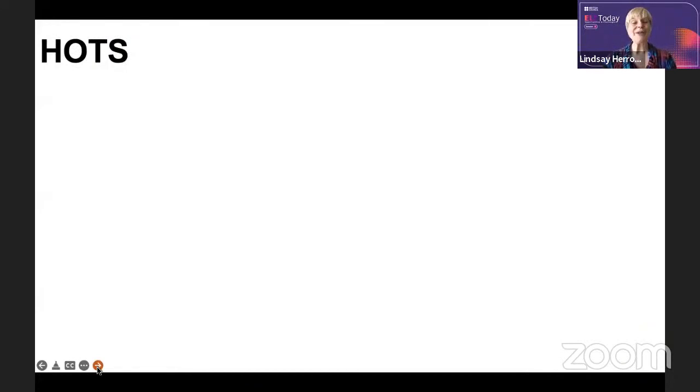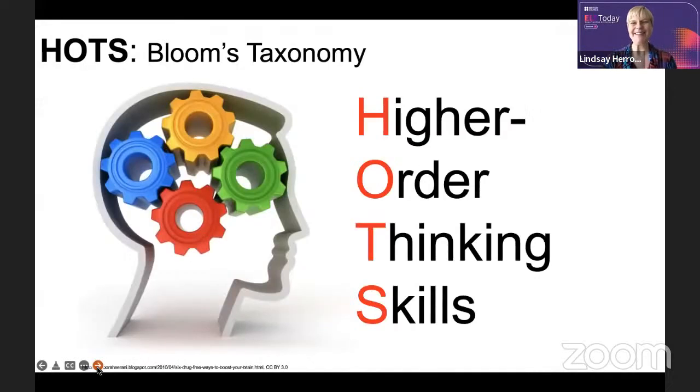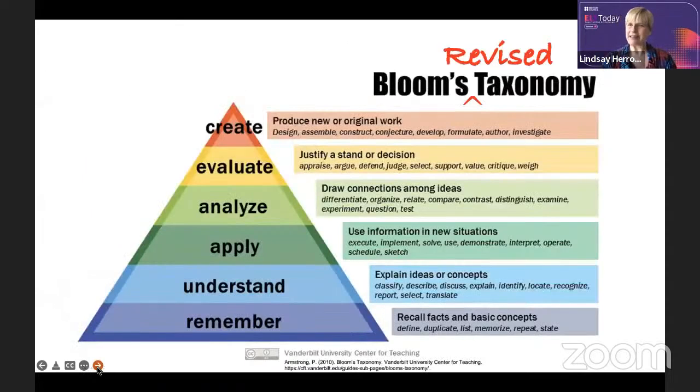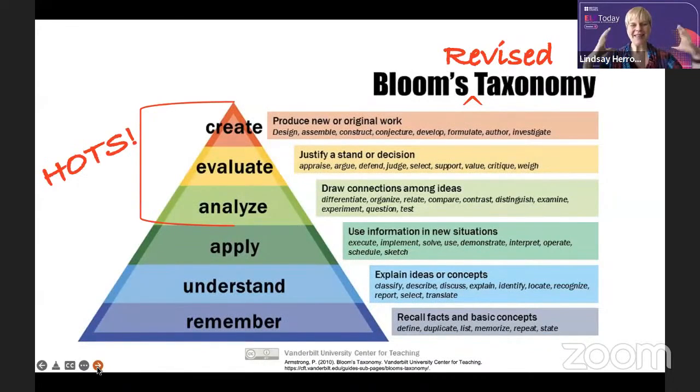Multimodal projects also support HOTS. You know HOTS, right? Higher order thinking skills. You're probably familiar with Bloom's taxonomy, but let's take a second to think about Bloom's revised taxonomy. These are the higher order thinking skills, right? Analyze, evaluate, and create. All three of those are definitely supported by multimodal projects.